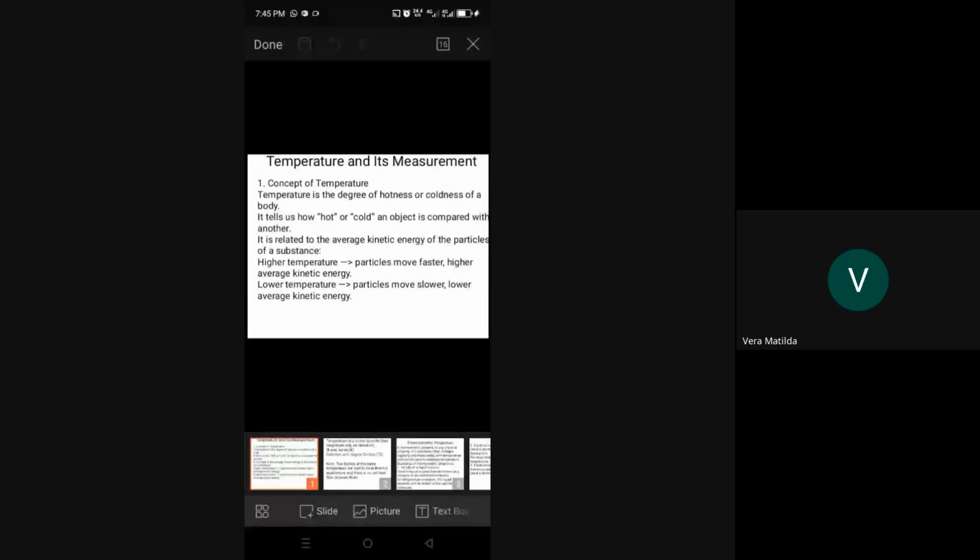Lower temperature leads to slower movement of particles and lower average kinetic energy. Those are the two things I want you to take note of here. Higher temperature is equal to higher average kinetic energy. Lower temperature leads to lower average kinetic energy. Don't forget that.